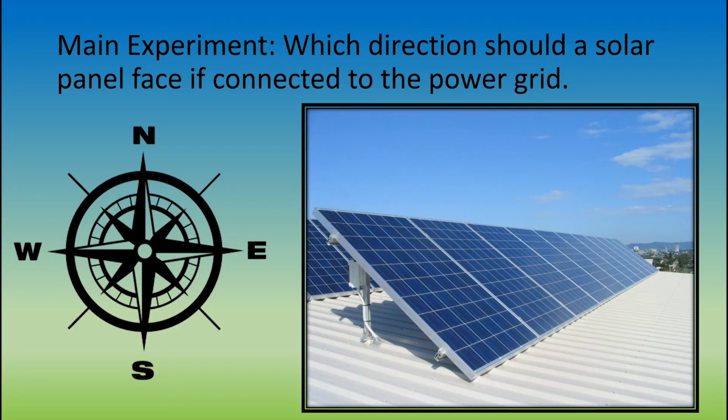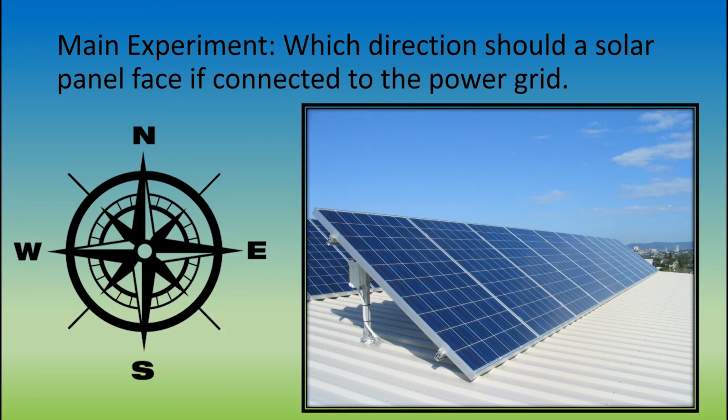Now we will talk about the main experiment for this program. The main goal is to determine which cardinal direction will enable a solar panel to best fit the demand for power on the power grid. Most solar panels on houses send their energy to the electric company first in order to gain some additional money and other benefits, because it can be sent to other people on the grid.